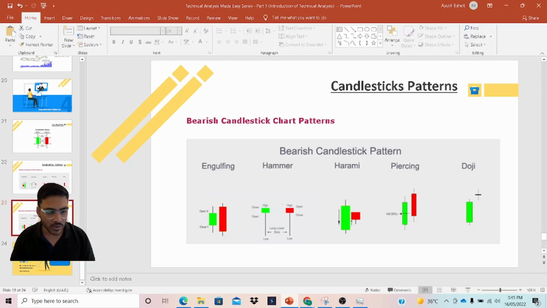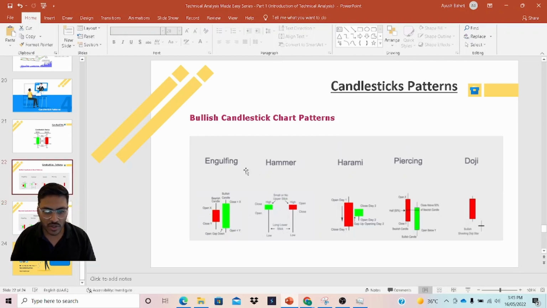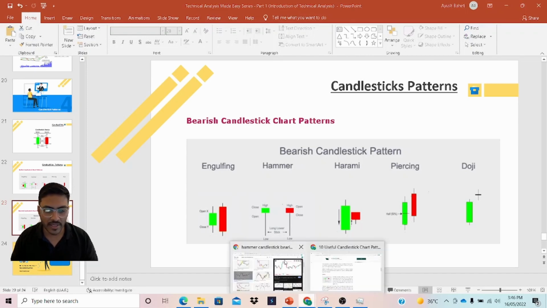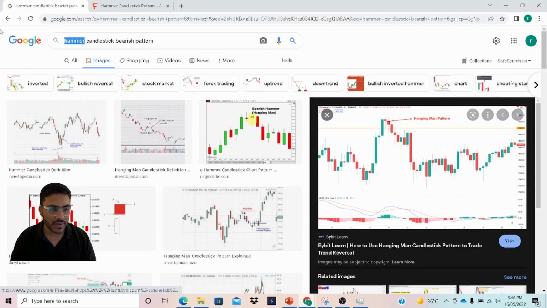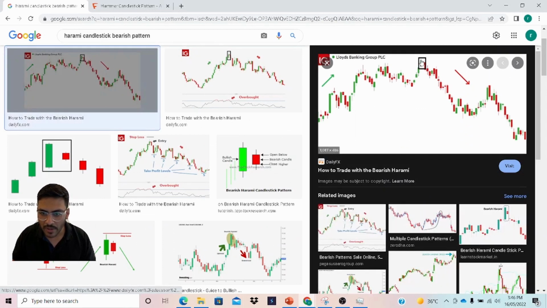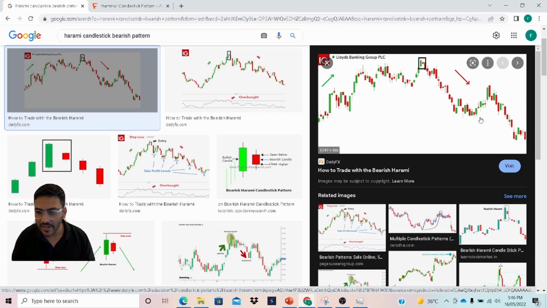Similarly with harami. In the bullish candlestick pattern, in the harami you have the red candle first and then the green candle, and in the bearish candlestick you have the green candle and then the red candle. So let's see a few examples of harami. You see you have a green candle and then small red candle, next day red candle is a confirmation and then price started declining.